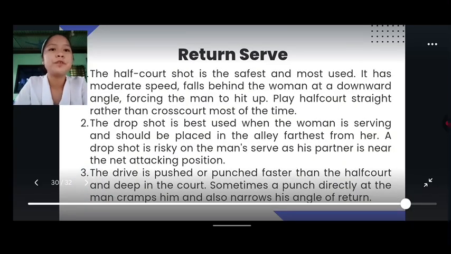So return serve, the half court shot is the safest and most used. It has moderate speed, falls behind the woman at a downward angle, forcing the man to hit up. So play half court straight rather than cross court most of the time.